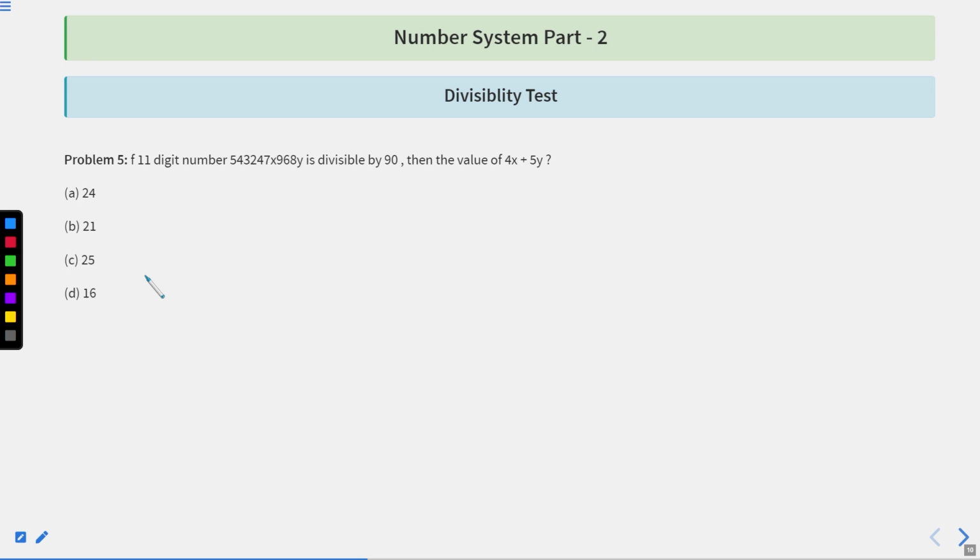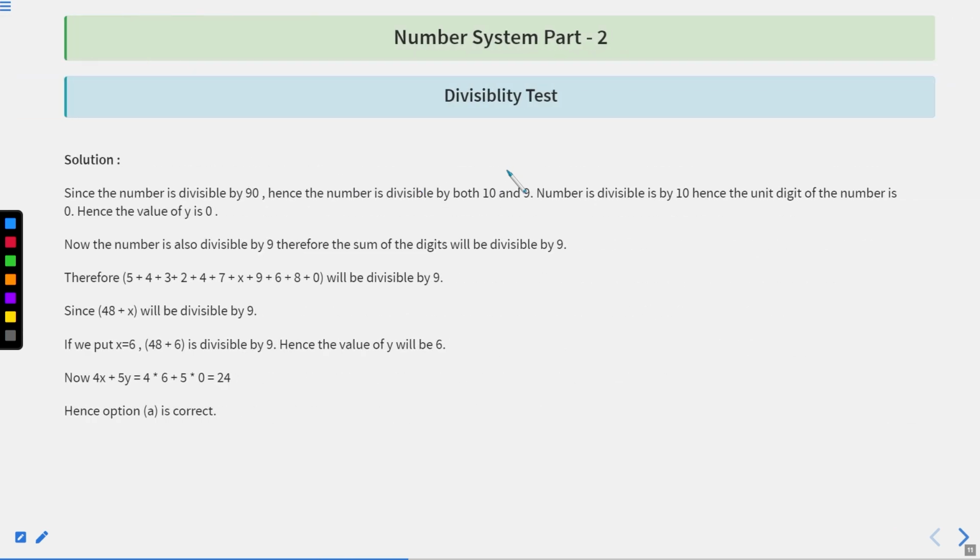If the 11 digit number 543247x968y is divisible by 90, then find the value of 4x plus 5y. Here we are provided with the 11 digit number, and it is given to us that it is divisible by 90. Then we have to find 4x plus 5y. To do that, we first need to find the values of x and y. Then only we will be able to compute 4x plus 5y. So let's have a look at the solution.